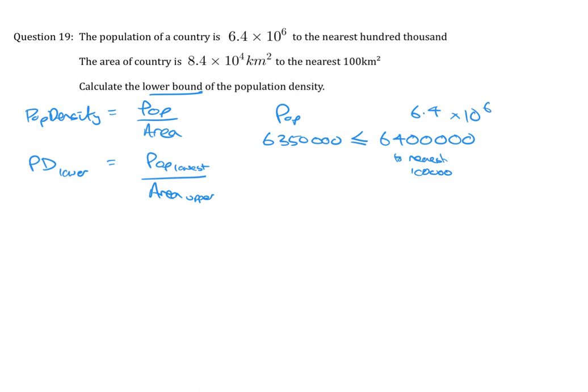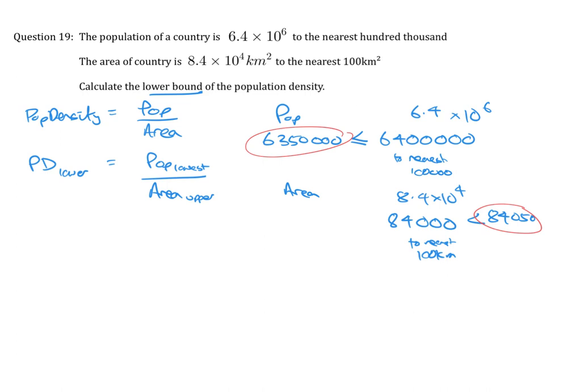Now let's look at the area. The area is 8.4 times 10 to the 4. Again, let's get rid of the standard form. So that's going to be 84,000, and this is to the nearest 100 kilometers. And I want the upper bound for this one. So I half my 100 to 50. So my upper bound is going to be 84,050. These are the two numbers that I will use in my equation over here.